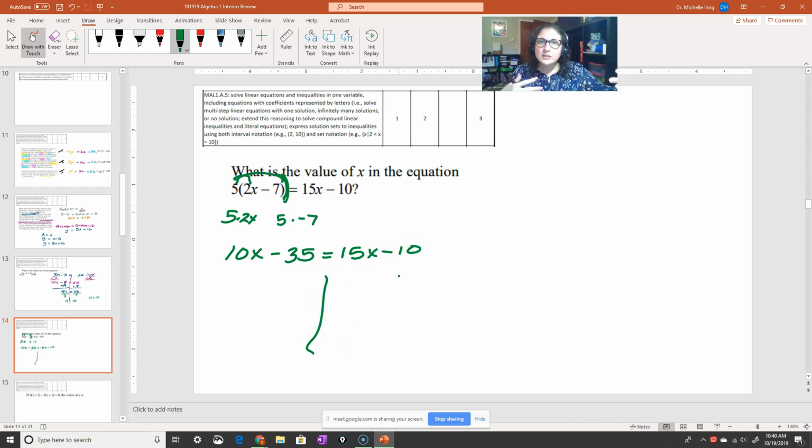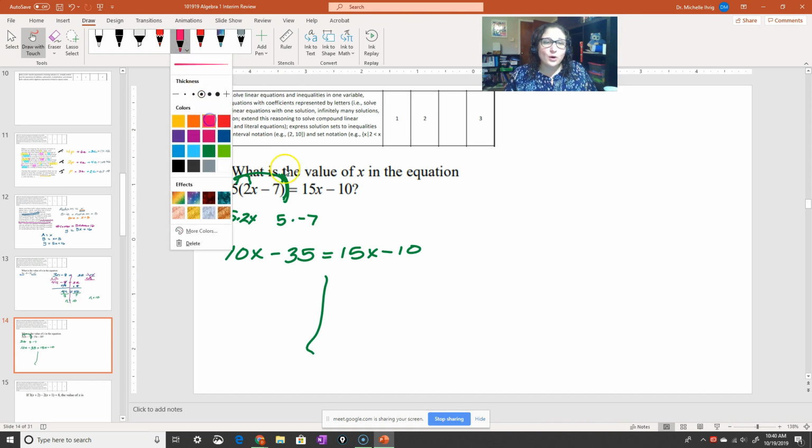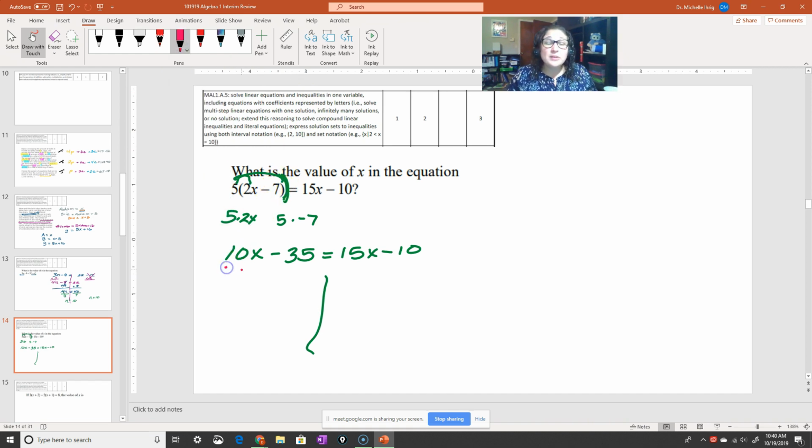Now, I always like to move things to the side that has the bigger x. So on the left, I have 10x. On the right, I have 15x. So I'm going to move the 10x over to the right side. I'm going to do that by doing the opposite. There's no number here. So the opposite of adding is subtracting. I know this is positive, so I'm going to subtract 10x. And I also have to subtract 10x from here.